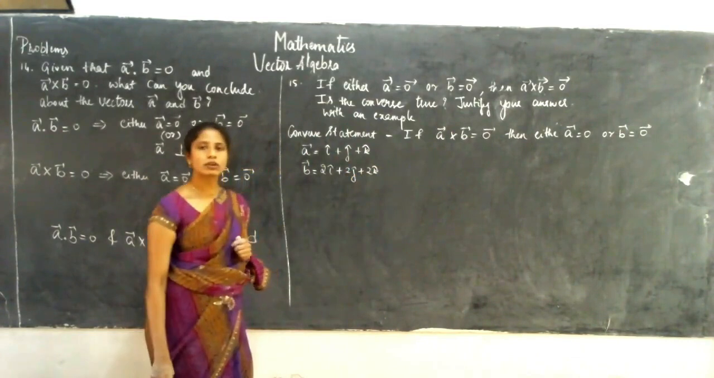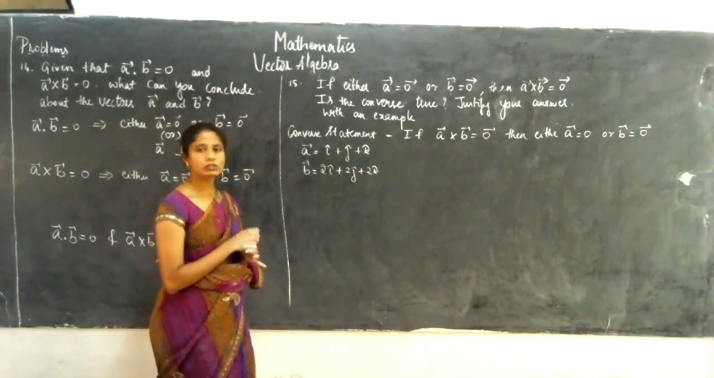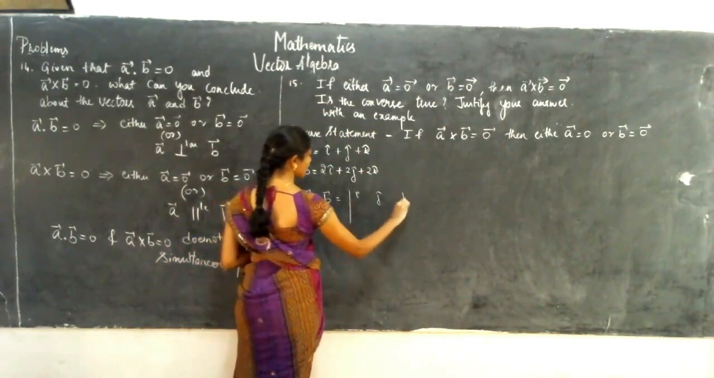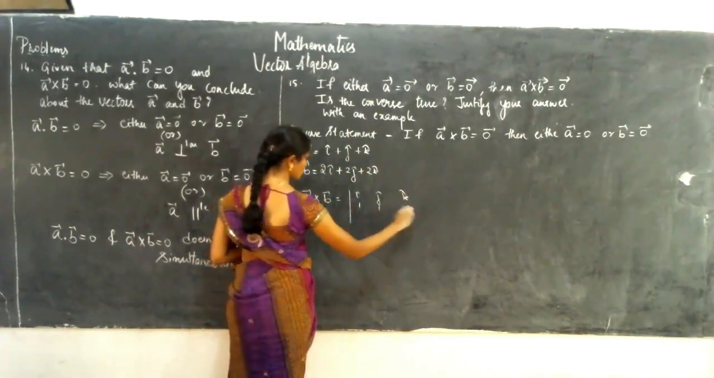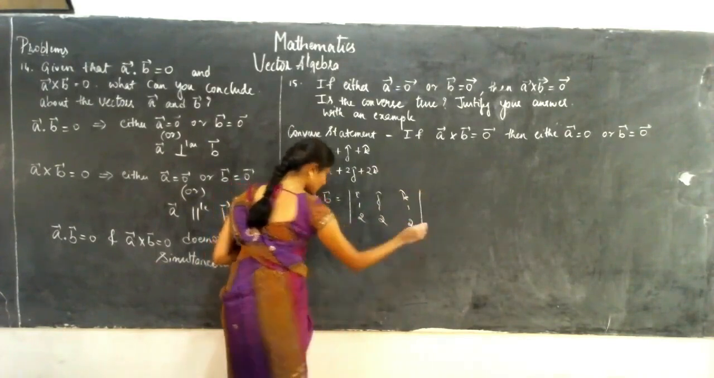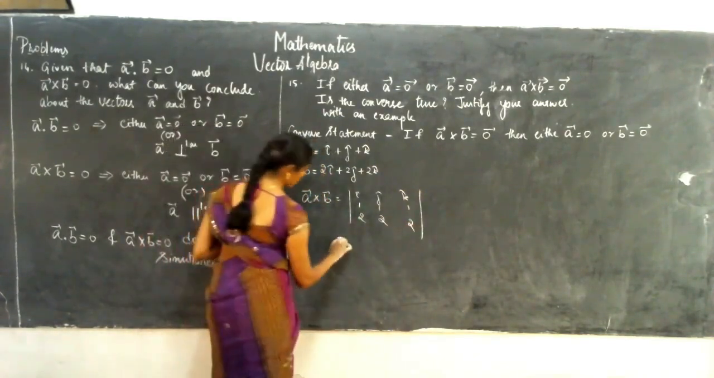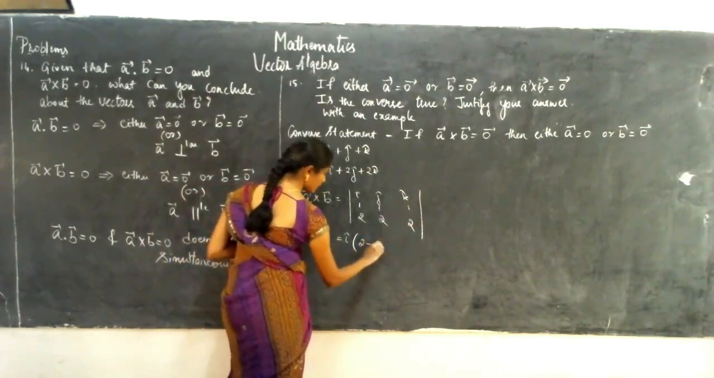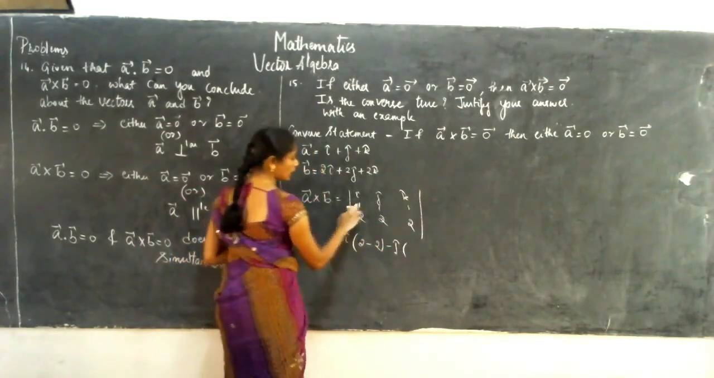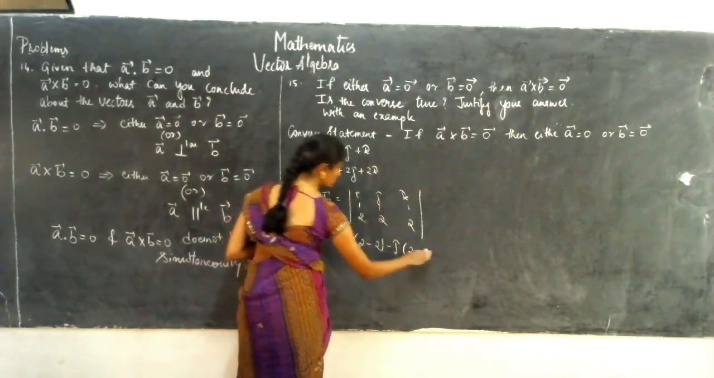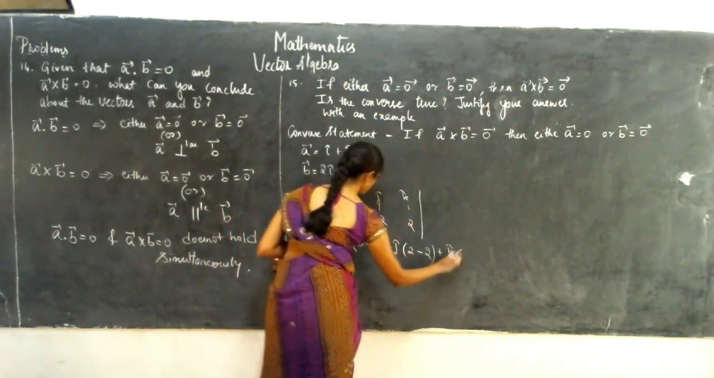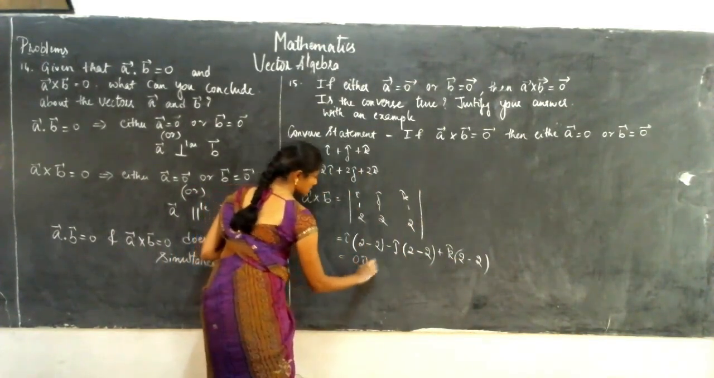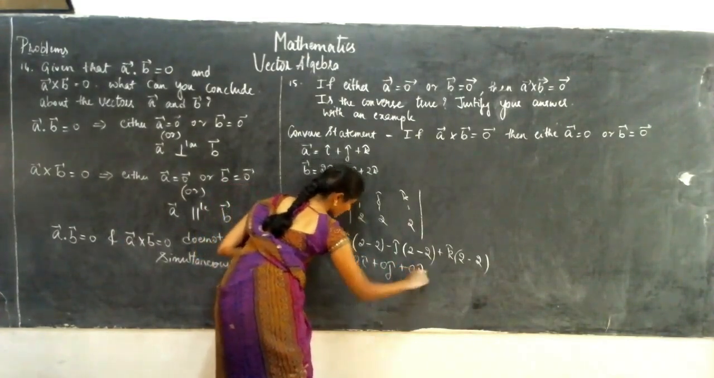Now let us find the cross product between the two vectors and see whether it is equal to 0 or not. So vector A cross vector B is equal to the determinant with i cap, j cap, k cap. Next you have 1, 1, 1, then 2, 2, 2. So this is equal to i cap into (1 into 2, it is 2, minus 2 into 1, it is 2), then minus j cap into (again 1 into 2, it is 2, minus 2 into 1, it is again 2), plus k cap into (1 into 2, 2, minus 2 into 1, it is 2). So you get 0 i cap plus 0 j cap plus 0 k cap, which is nothing but a 0 vector.